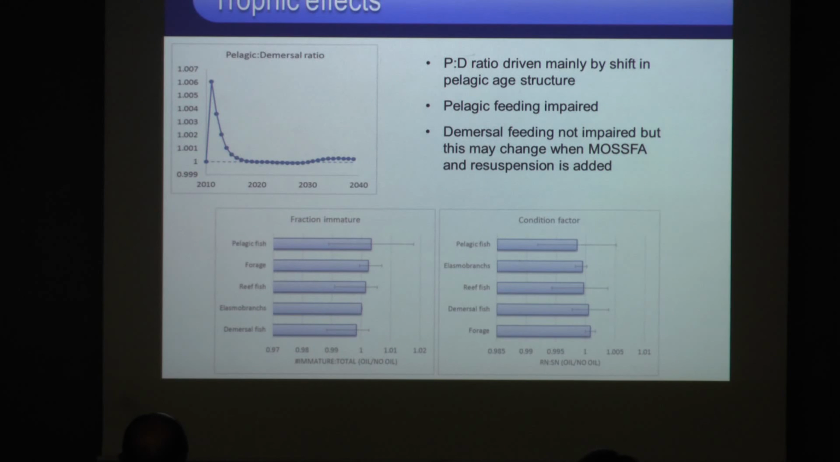One other thing, here we're showing condition factor. There seems to be a reduced condition factor for pelagic fish, indicating that they're having a more difficult time feeding. We don't see that effect in demersal fish, but that result could change once we include the effect of oiled marine snow and resuspension. I heard recently that about 14% of the oil is thought to be still on the bottom of the Gulf.